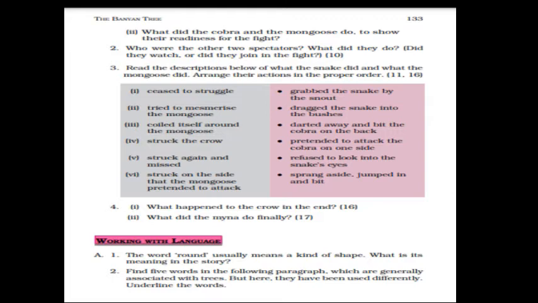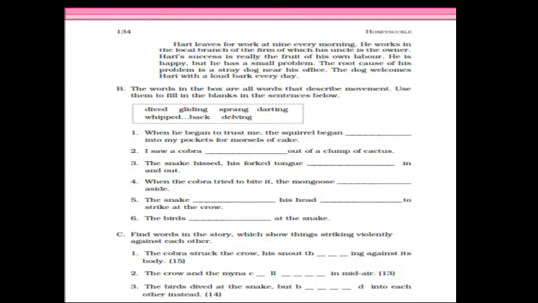Question 2. Find 5 words in the following paragraph which are generally associated with trees, but they have been used differently. Underline the words. Hari leaves for work at 9 every morning. He works in the local branch of the firm of which his uncle is the owner. Hari's success is really the fruit of his own labor. He is happy, but he has a problem. The root cause of the problem is a stray dog near his office. The dog welcomes Hari with a loud bark every day. So here, what you have to do is find 5 words in the paragraph which are generally associated with trees but have been used differently, and underline them.